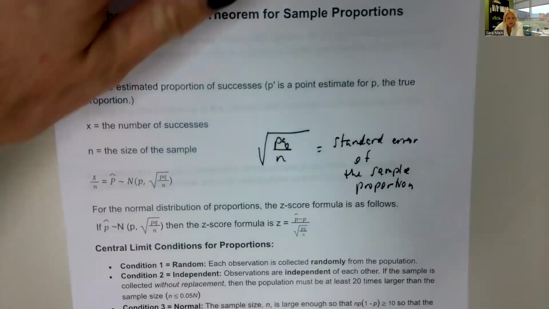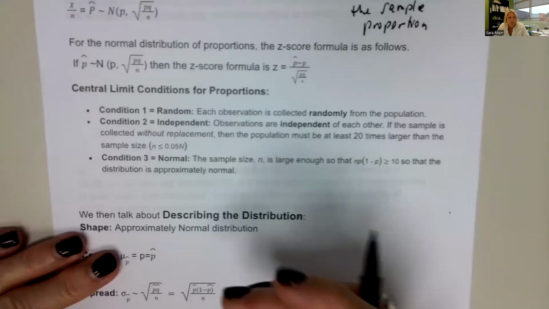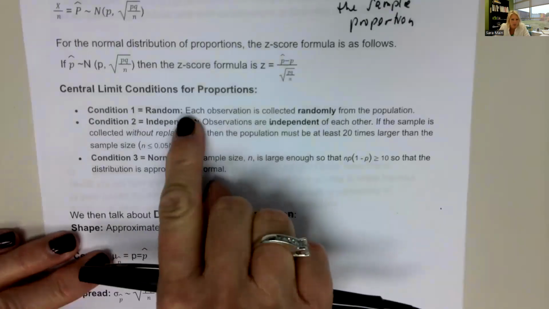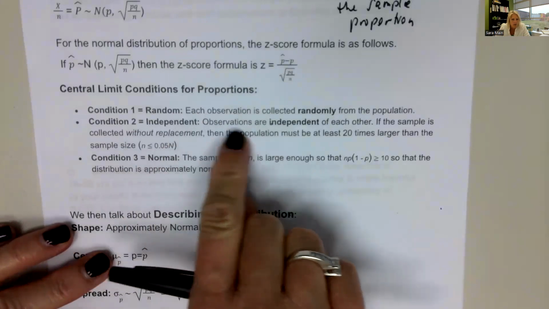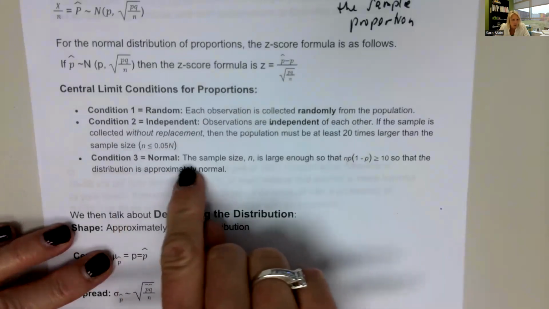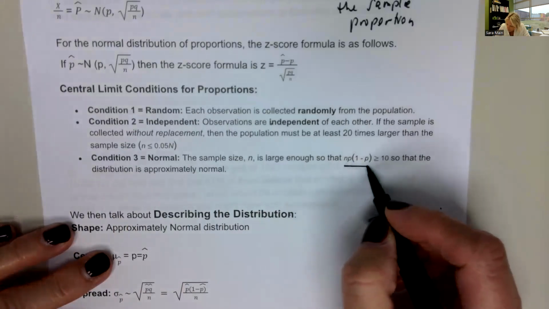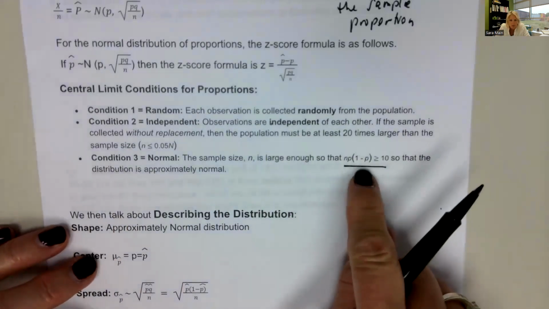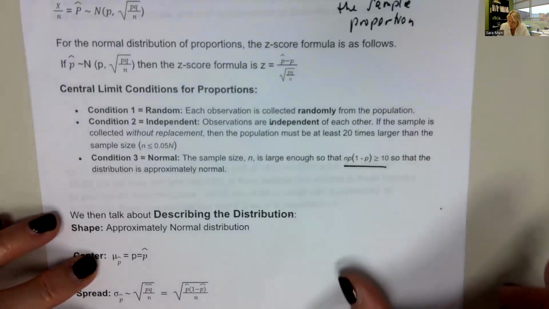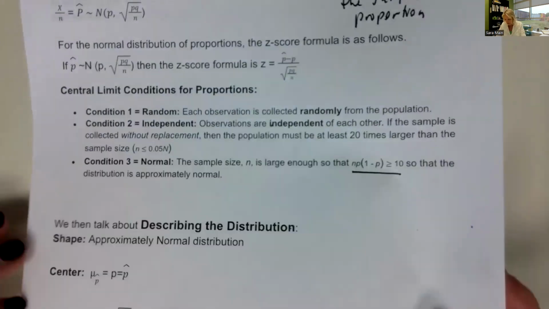So there's three conditions, just like there were in the last section. The first condition is that we have to have a random sample. The second is that they have to be independent of one another. And the third is that the sample size has to be large enough. And we have to prove that with n times p times 1 minus p has to be greater than or equal to 10.